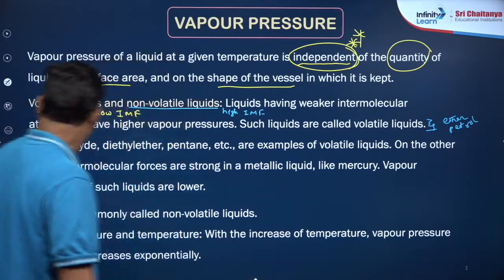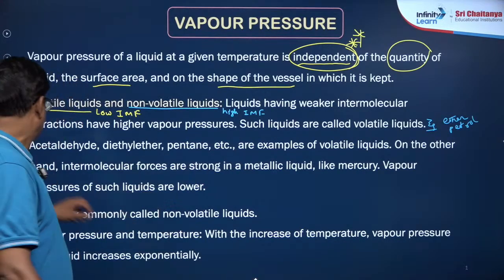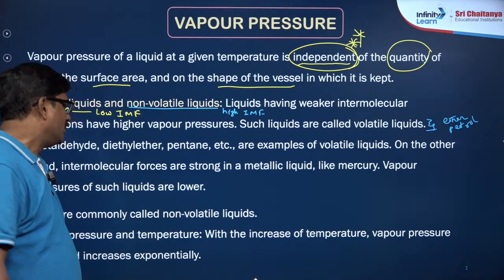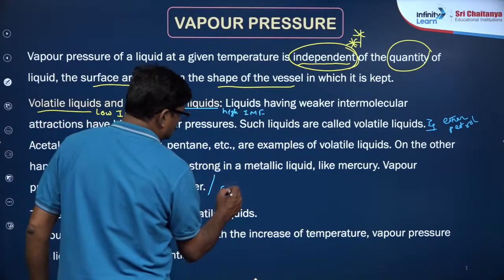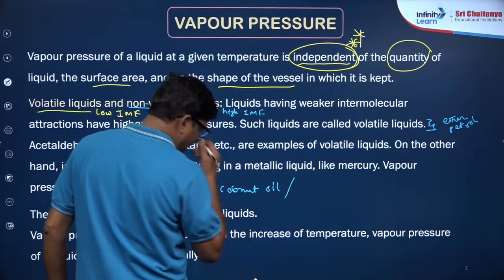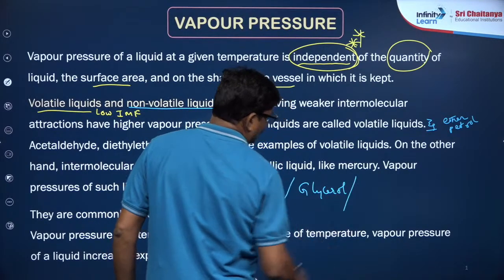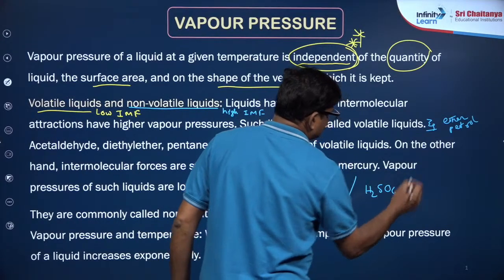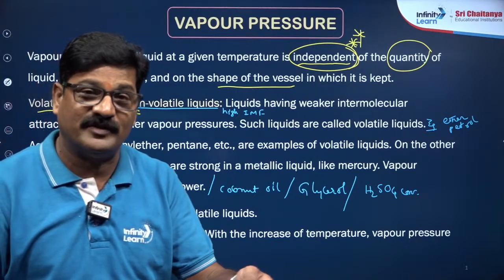On the other hand, intermolecular forces are strong in a metallic liquid like mercury. The vapor pressure of such liquids is always lower. You can take it as zero also. You can take coconut oil, glycerol, and concentrated H2SO4 as examples. Concentrated H2SO4 looks like oil, so it is called oil of vitriol.